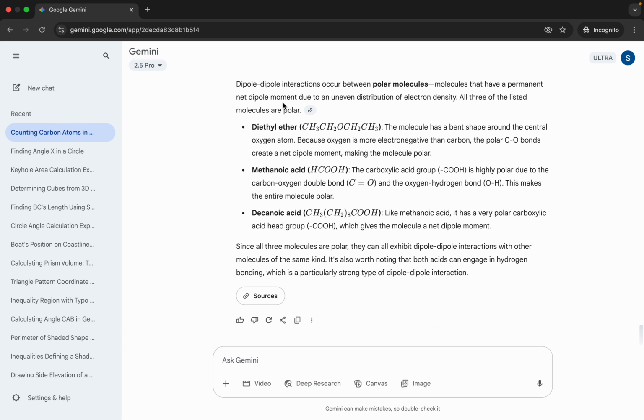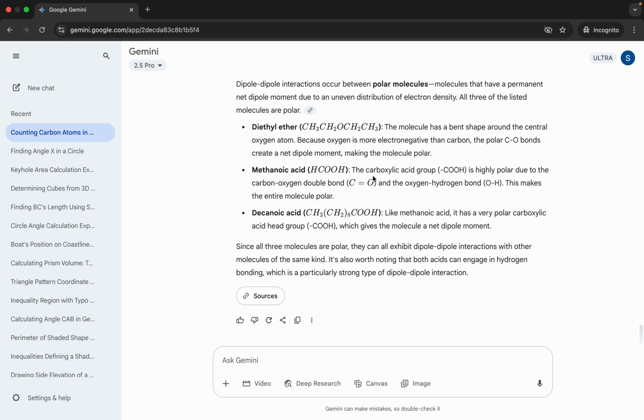Dipolar interaction occurs between polar molecules that have a permanent net dipole moment due to an uneven distribution of electron density. Diethyl ether has a bent shape around the central oxygen atom, because oxygen is more electronegative than carbon. So this polar C-O bond creates a net dipole moment, making the molecule polar.